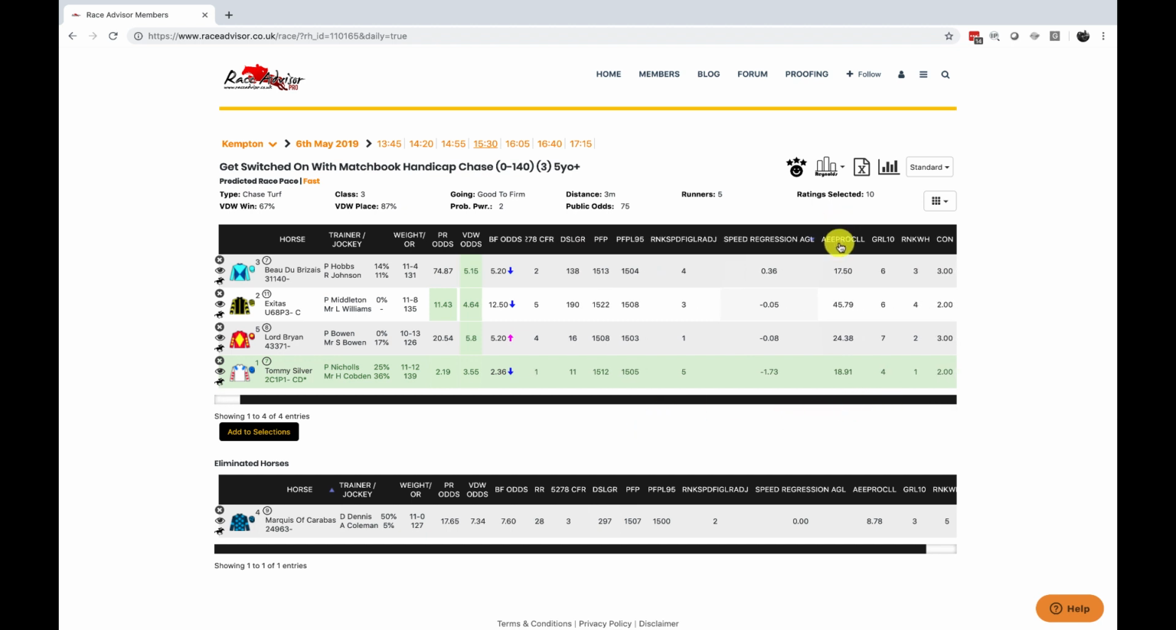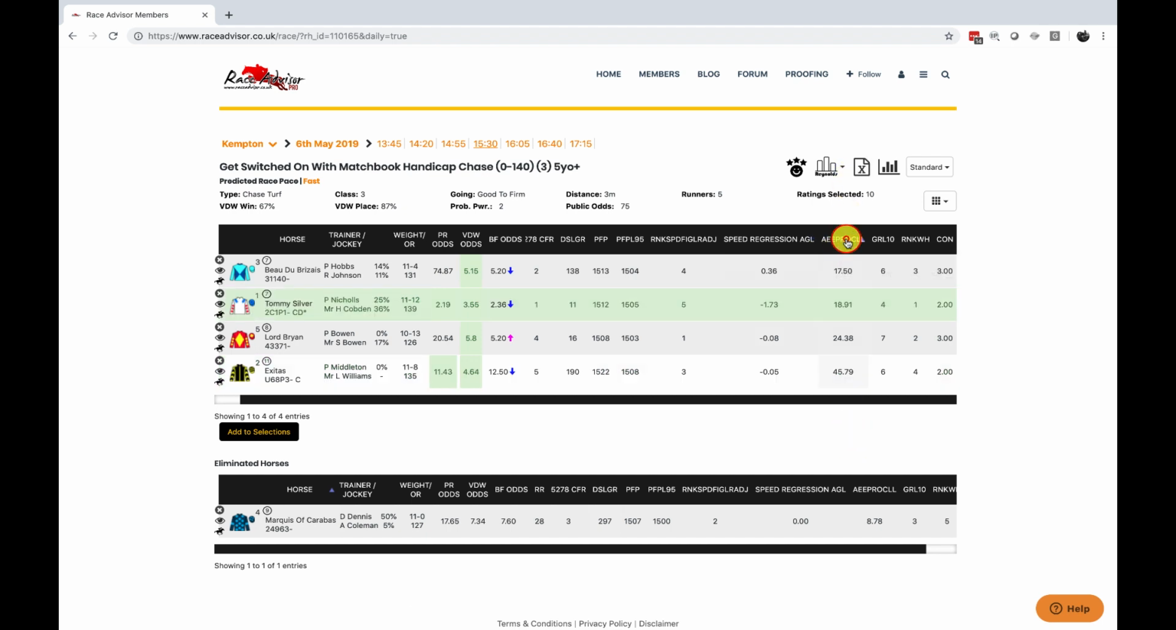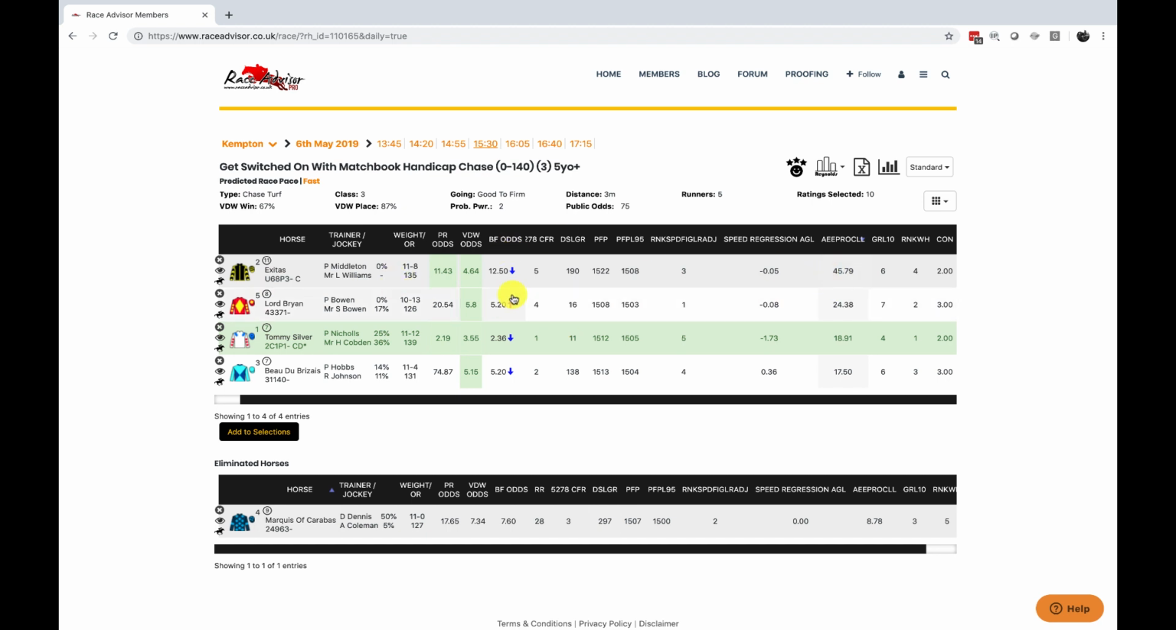Scrolling over, we have this projected class here, class rating here, which is based on prize money. So the higher the figure, the better. And we can see that Exitas is at the top again. And Tommy Silver is down with Lord Brian in the middle. You'll have noticed that we've had pretty much no positives so far for Beau de Brisé. It's not had many negatives. It's just sitting there with very little positives.